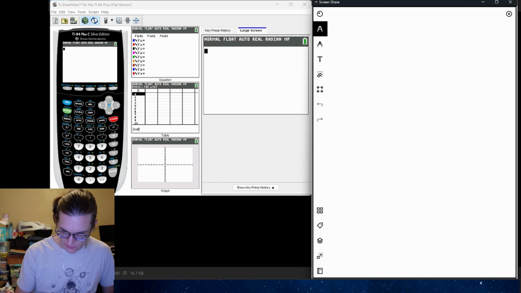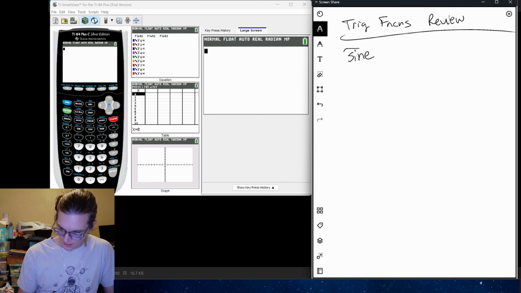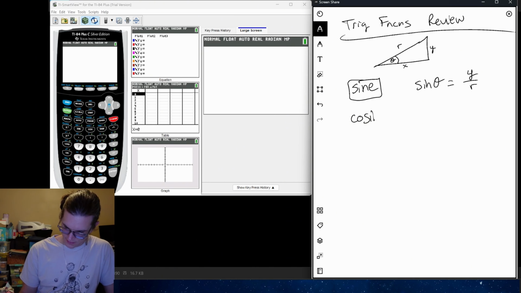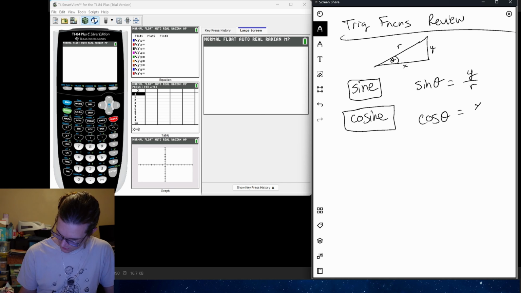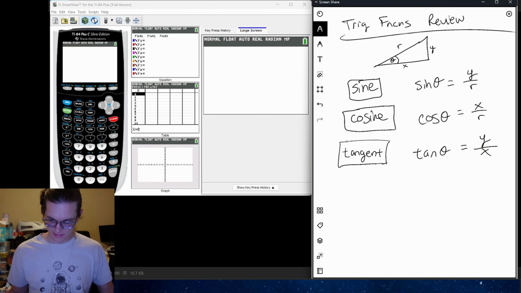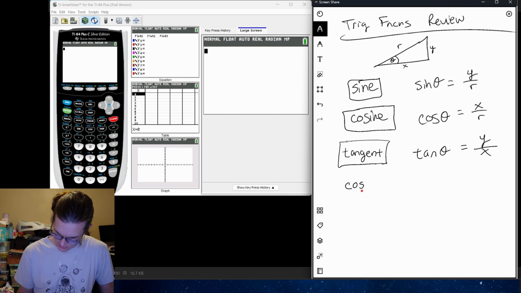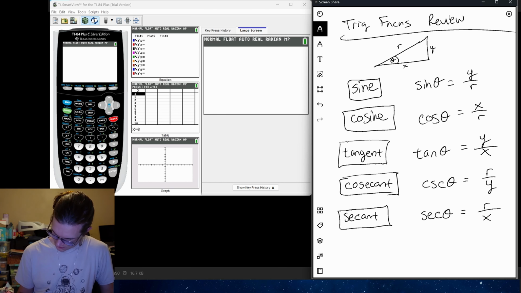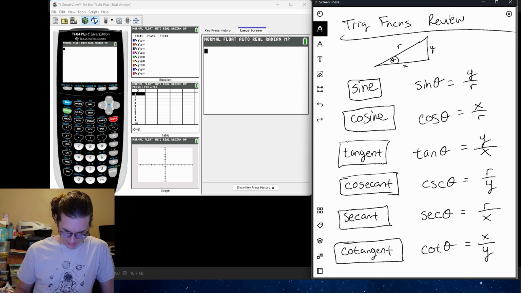We're going to review trig functions. The sine function, sine of theta, is y over r. Cosine of theta is x over r. Tangent, something I often get distracted from the lecture on, tan of theta is y over x. Then next comes cosecant, which is the flip of sine of theta. Secant is cosine flipped. Cotangent is tangent flipped.